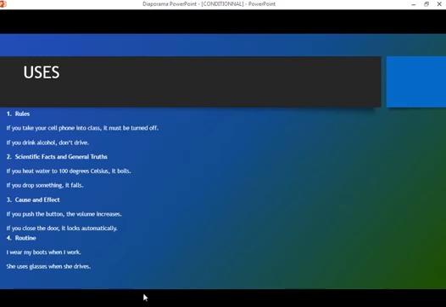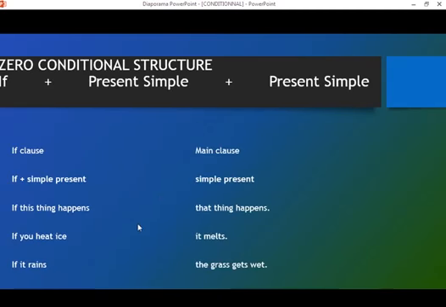If clause: we have if plus simple present, and in the main clause also simple present. That is to say, if this thing happens in the present, that thing happens. Okay? For example, if you heat ice, it melts. Another example, if it rains, the grass gets wet. This is a general truth.